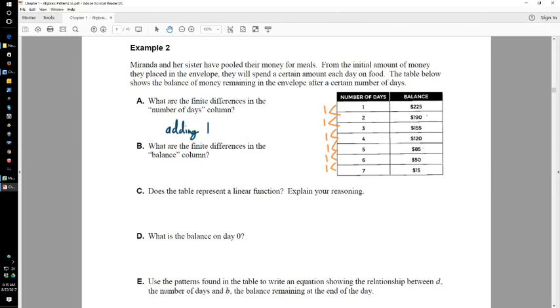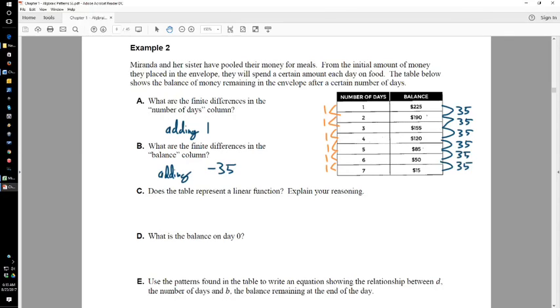So if we take one and subtract the previous, 190 minus 225 is $35. 155 minus the previous one is $35. 120 minus 155 is 35. Every time we subtract it, we find they're all $35. So the common difference is negative 35. We are adding negative 35, or you can think of it as subtracting 35. That's however you want to say that.